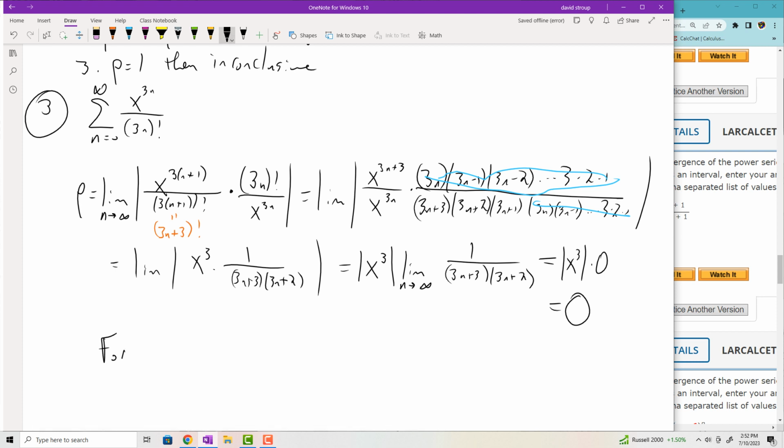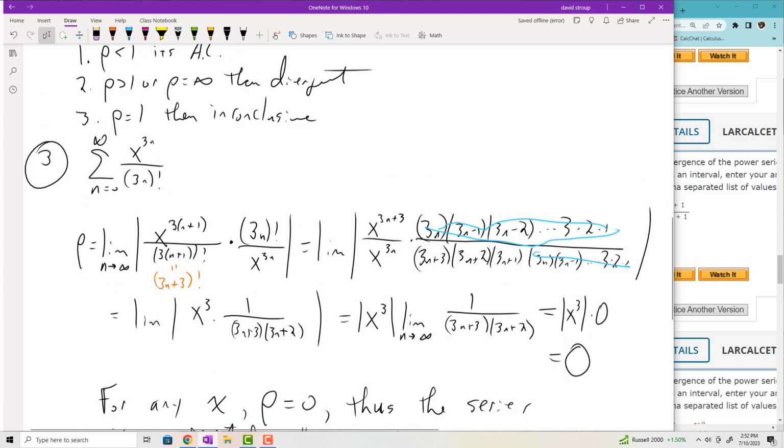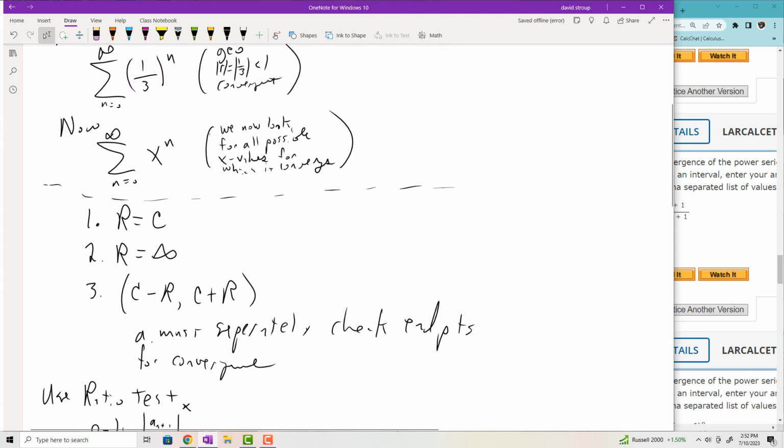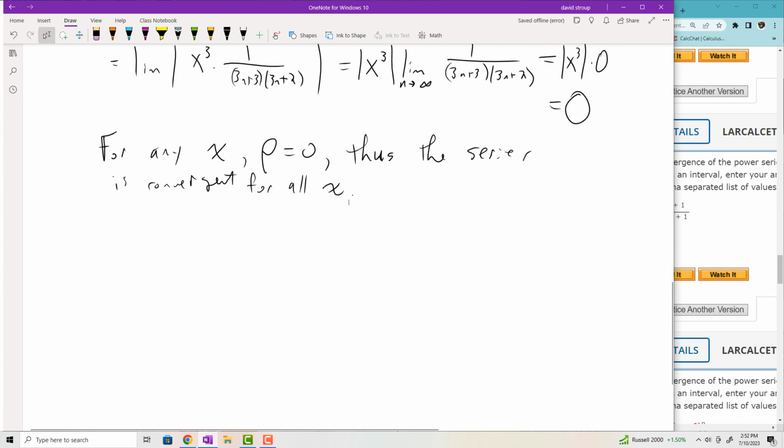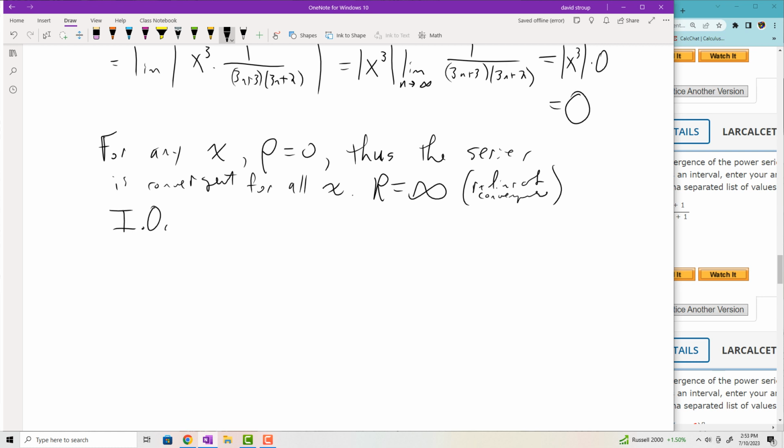So we have, for any x, rho equals 0, thus the power series is convergent for all x. So that's going to be, from above here, the second case, r equals infinity. It's basically saying the radius of convergence is equal to infinity, but the interval of convergence, I'll just write IOC for interval of convergence, that's going to be negative infinity to infinity. It's just all real numbers.